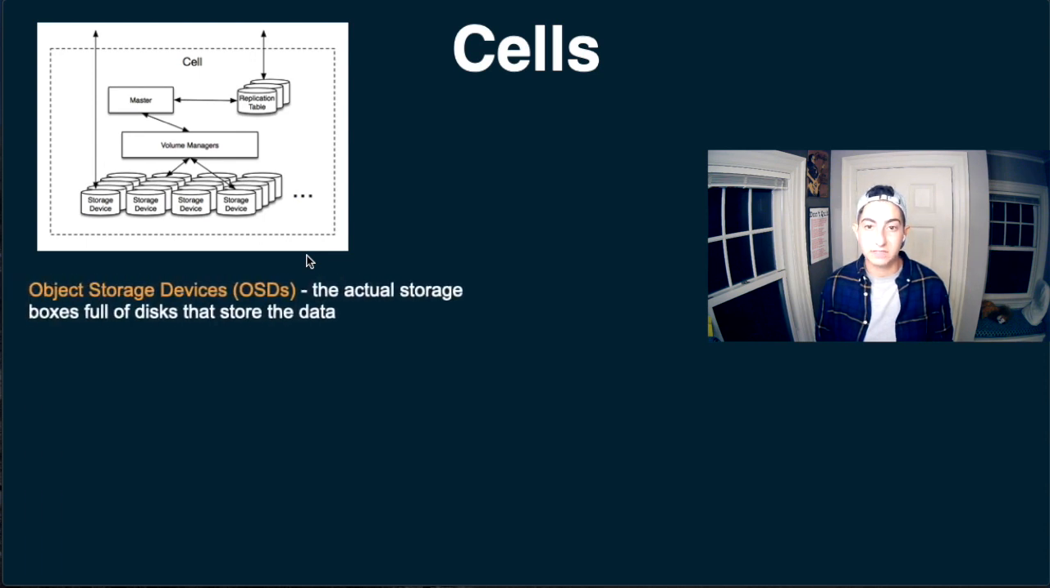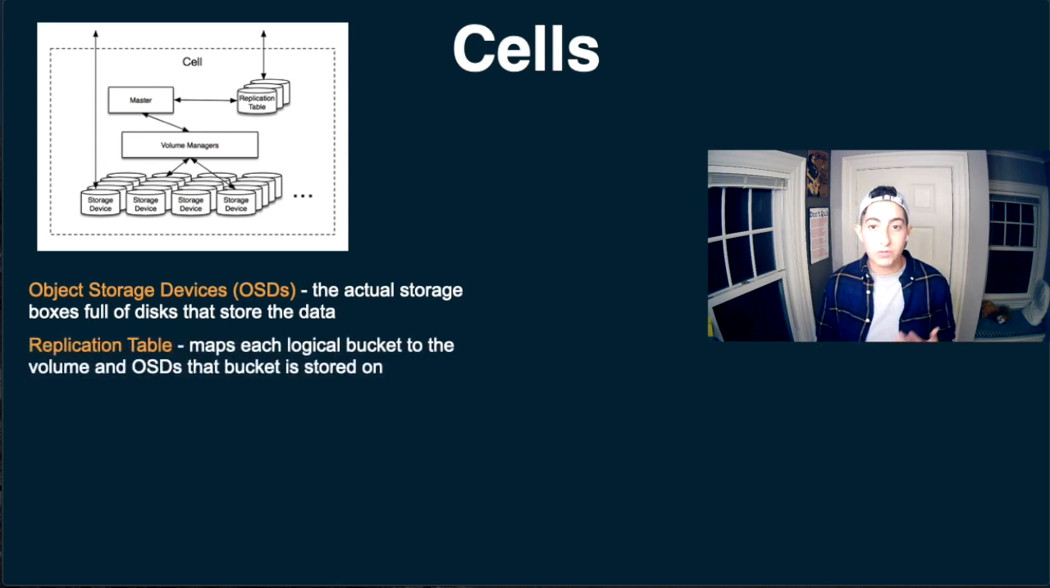So let's talk about each piece of these. The object storage devices, the OSDs, are the actual storage boxes full of the disks that store the data. So this is actually where the data is being stored. The replication table maps each logical bucket to the volume and OSDs that bucket is stored on. Again, this is a similar idea with the block index. This is the MySQL database or cluster that's keeping track of who and where and what. So when something is coming into a cell, it knows where it's looking or where it's putting something.